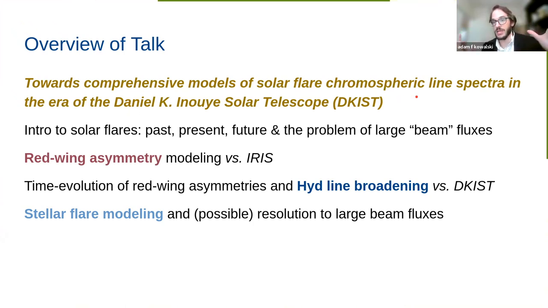The problem I'm going to focus on today is what I'll refer to as the large beam flux problem, how to explain these large heating rates in solar flares. We've been doing a lot of work comparing to observations with IRIS and bringing our models up to speed, so we'll be ready to interpret the observations from the DKIST when they start coming in. In fact, they have started coming in, and I'll show some at the very end. And then at the very end, I'll switch topics a little bit and transition to stellar flares and discuss the solar-stellar connection, how we can learn from each other.